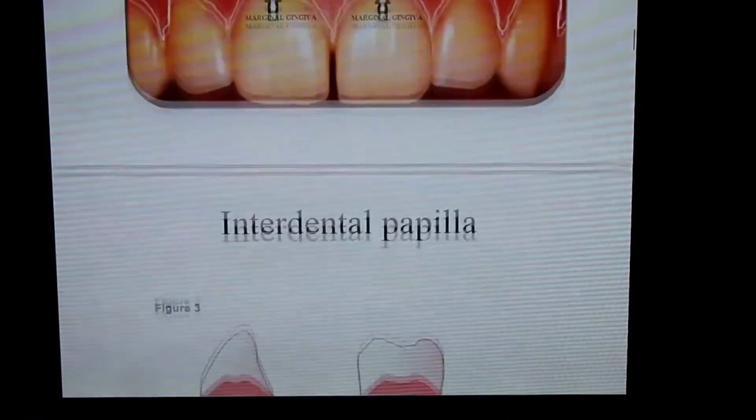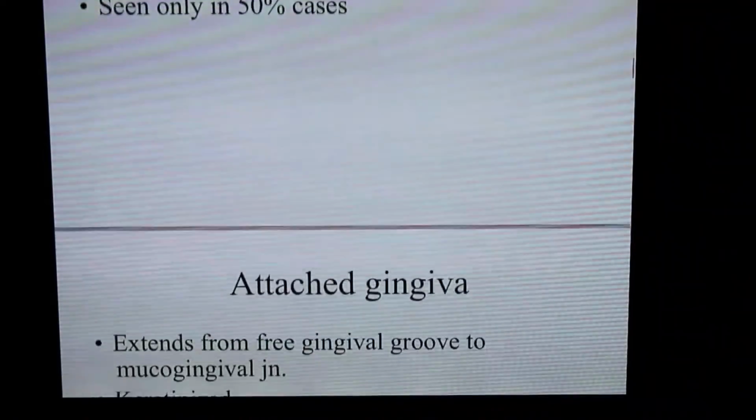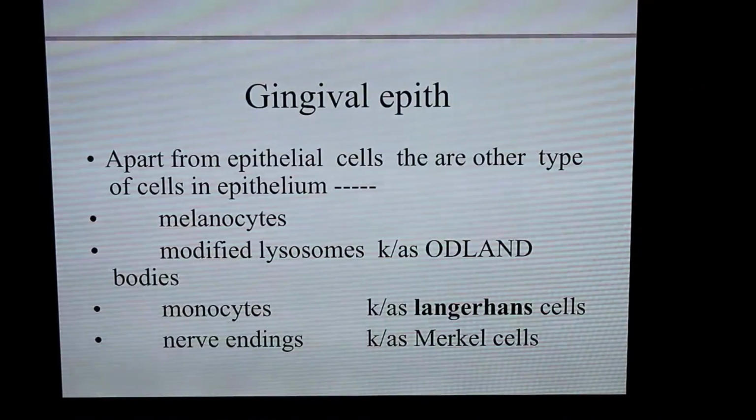Now I will describe a little bit about the epithelium. The larger part of gingival epithelium is composed of stratified squamous epithelium. But there are some other cells also seen in the epithelial tissues, which are melanocytes, which secrete melanin pigment and give darker color to the gingiva. Then there are modified lysosomes in some of the epithelial cells. These are for defense mechanism. This is also known as ordinate bodies.